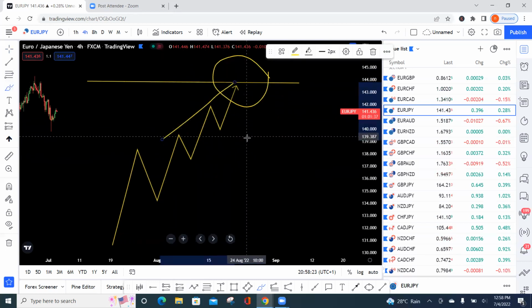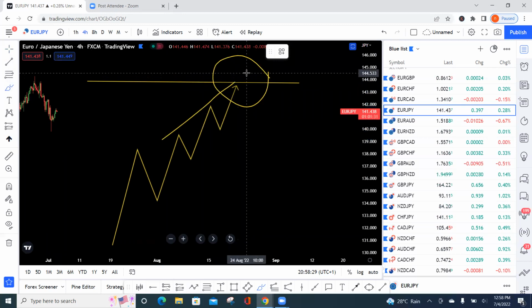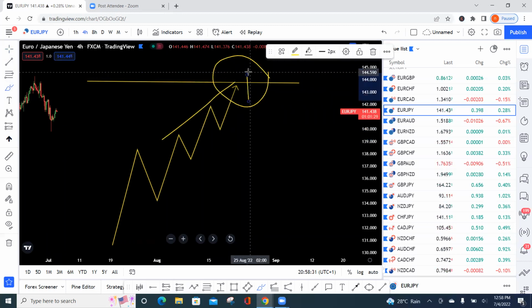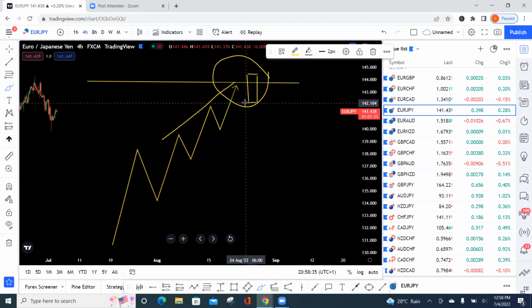If you see divergence, that's good. If you don't see it, that's fine. But what is important is that at the end of the structure, we have a sell present. In this case, we are talking of a sell tree, because we're in an uptrend, we have a sell present.